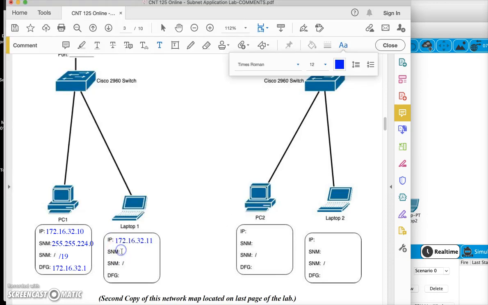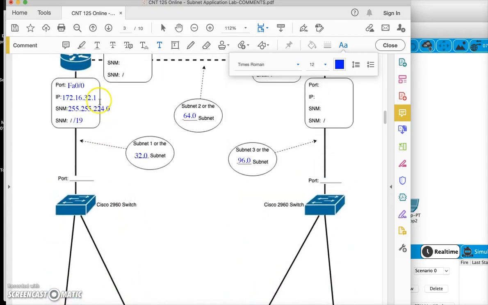This IP 172.16.32.11. Subnet mask 255.255.224.0. /19 for the subnet mask. Remember, those two mean the same thing. And gateway 172.16.32.1. It's the router port I'm attached to. Okay? So that side is done.